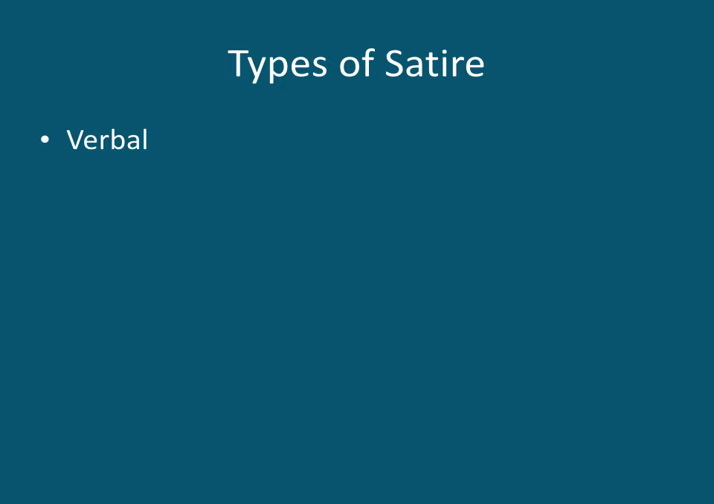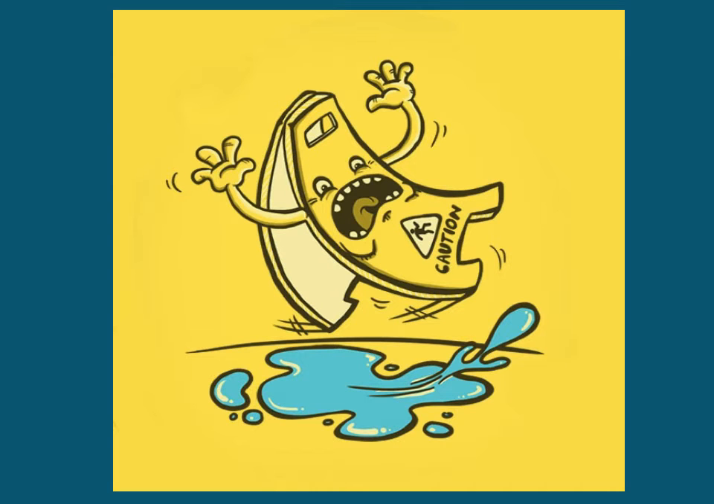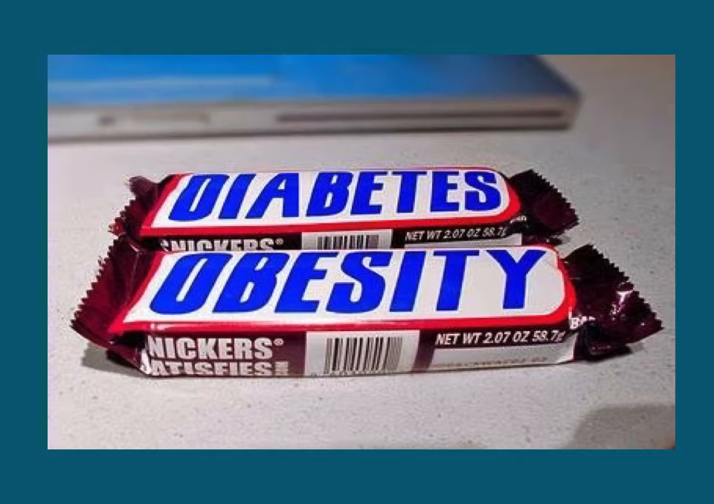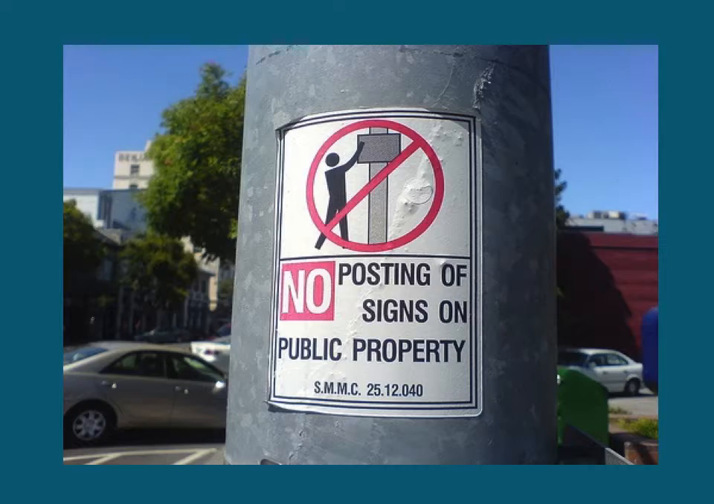There are several types of satire, and they are verbal, situational, and visual. And here are some examples. This is visual satire as well as situational. This one is my personal favorite. I also really love this one. This one is another very situational irony situation.